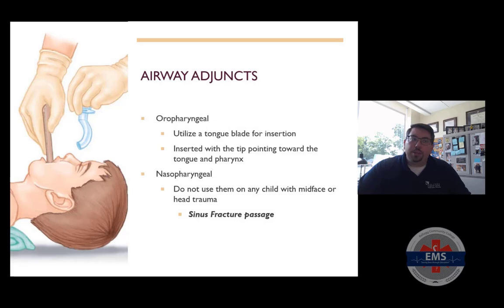For oropharyngeal airways, we should be using a tongue blade for insertion. This can also be done with a laryngoscope blade. We would insert with the tip pointing towards the tongue and the pharynx and then apply it directly straight in as long as we're using that tongue depressor. A nasopharyngeal airway, we generally do not use on a child with any type of mid-face or head trauma, because we know that the sinuses can fracture and create passages into the cranial vault.